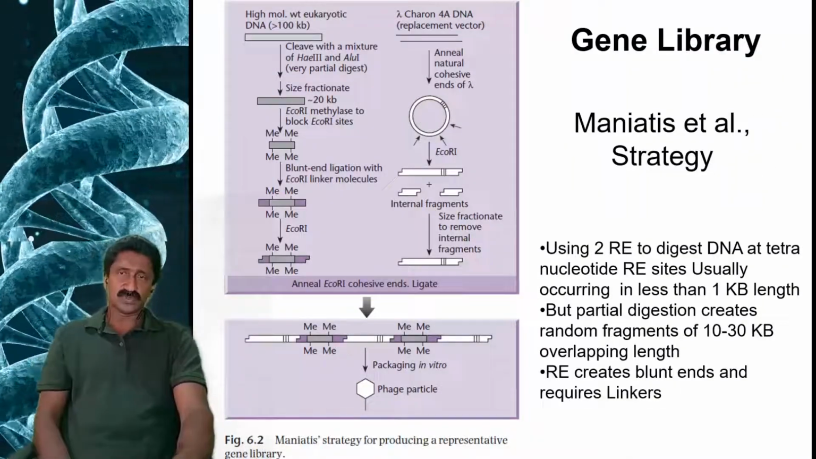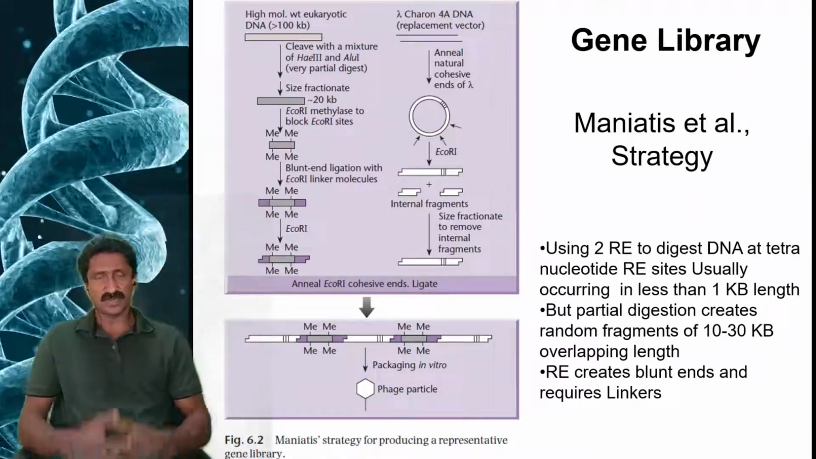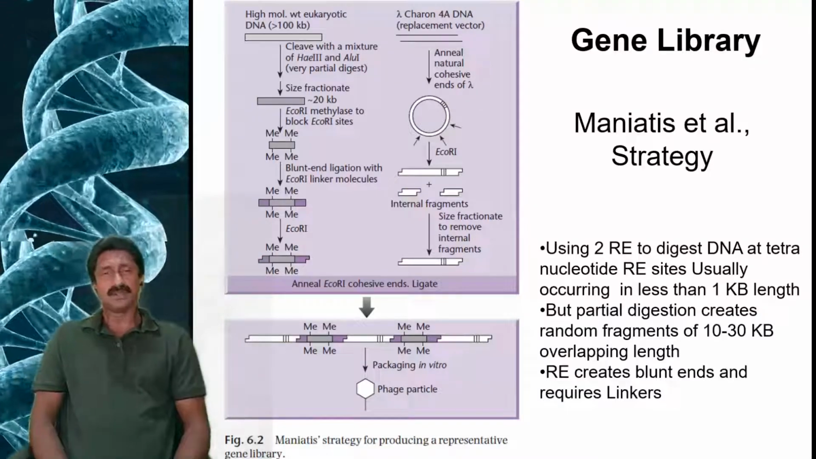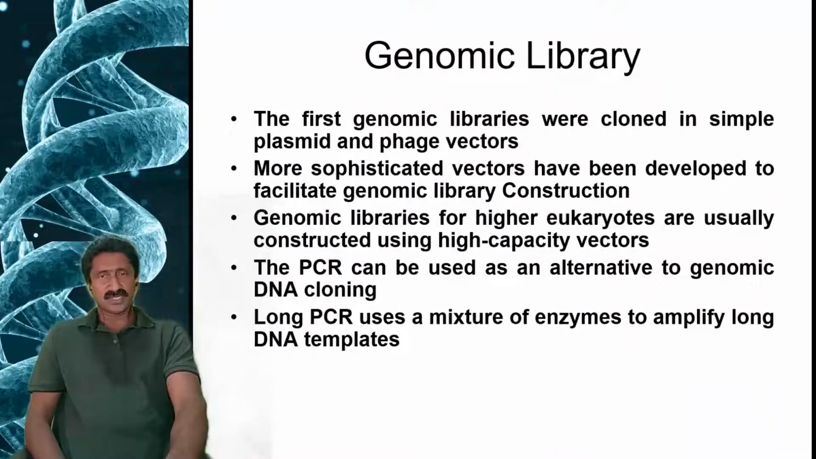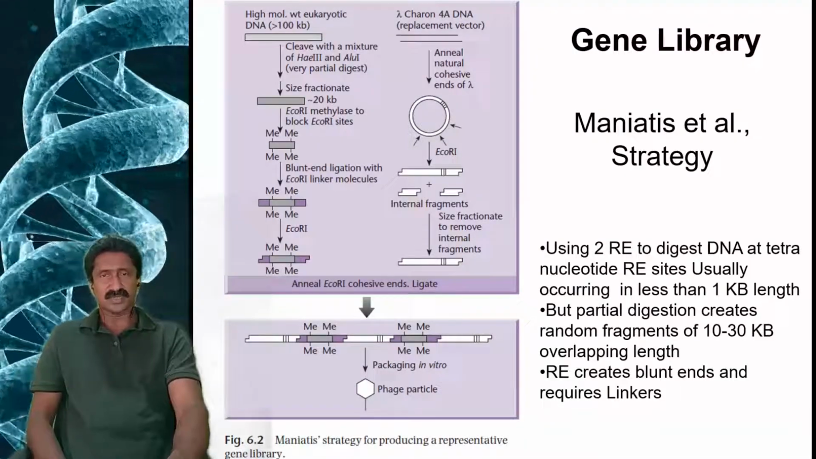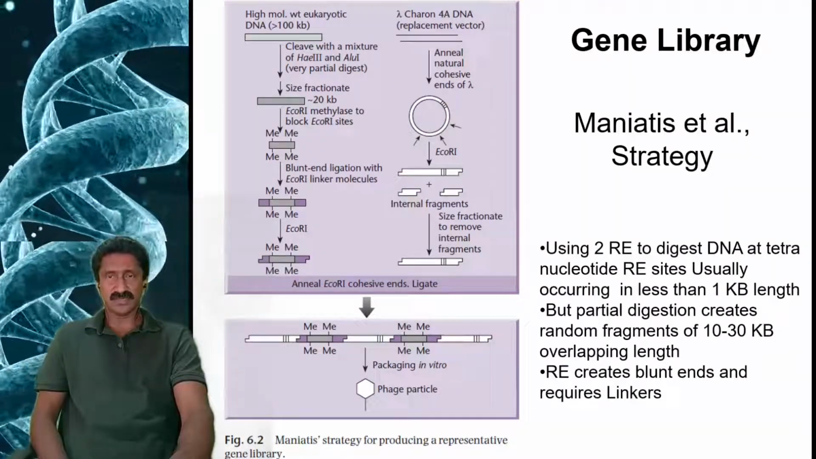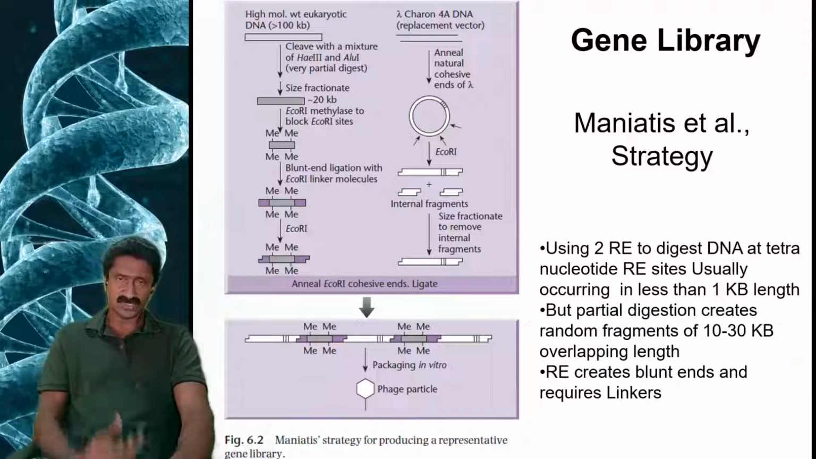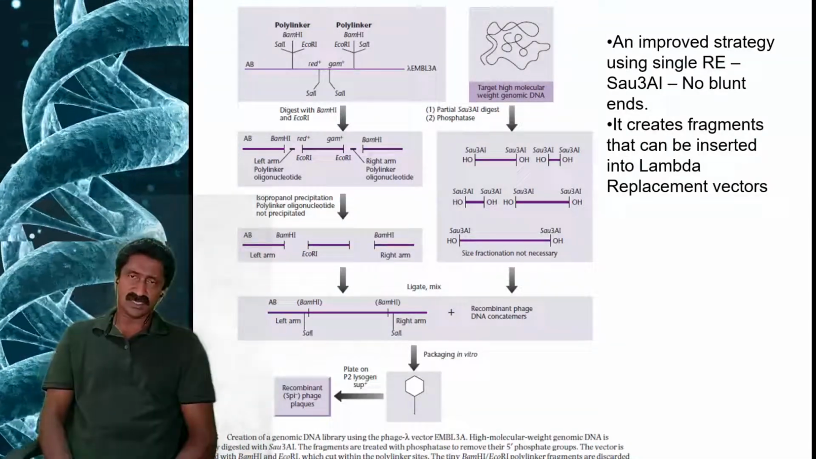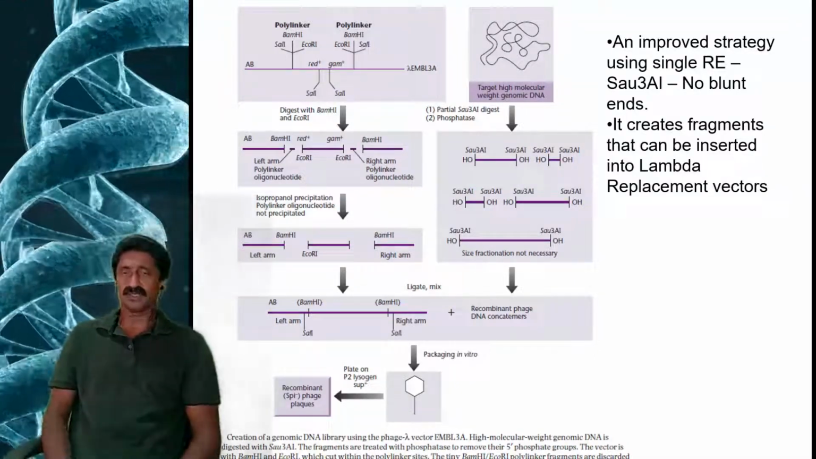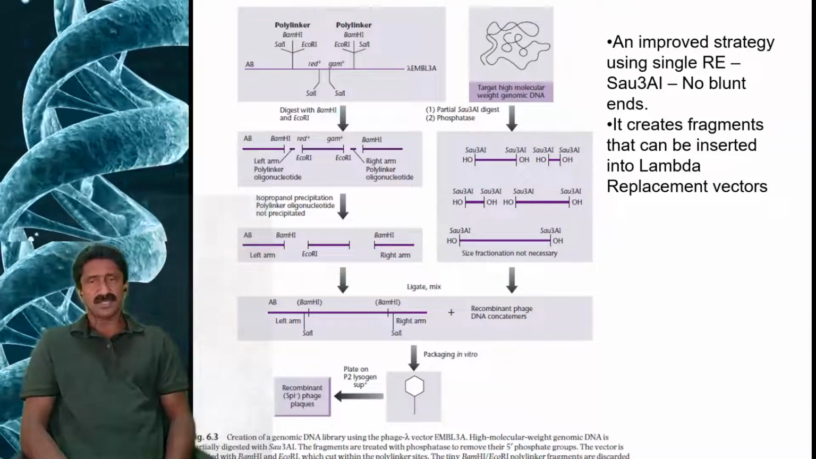So any of these two strategies can be used, and if you are asked to write some essays on genomic DNA cloning, certainly you can describe the methods. You can explain these strategies: the digestion with a mixture of two restriction enzymes, or the improved method with a single restriction enzyme. Both these strategies can be used for describing the genomic DNA library preparation.